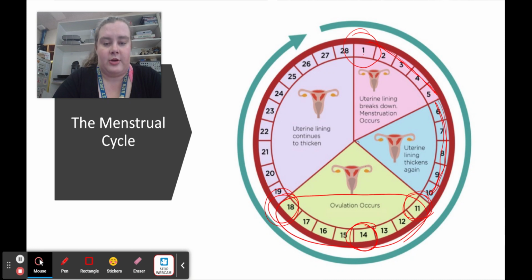So, then after ovulation occurs, the ovaries release the egg, and it's making its way through the fallopian tube. The uterine lining continues to thicken because if the egg is fertilized, it implants in the endometrium lining, and the endometrium lining is preparing for that.